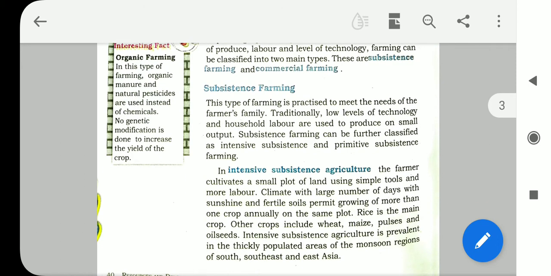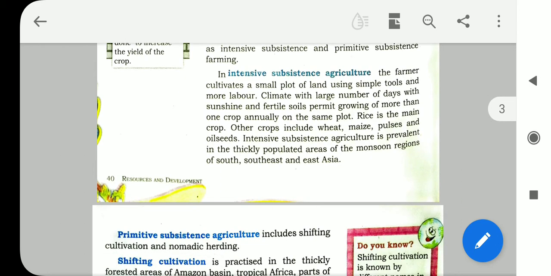Subsistence farming is done only to meet the needs of the family, using household labor and ancient tools, and it basically depends on natural processes. Subsistence farming is again divided into two types: intensive subsistence farming and primitive subsistence farming. In intensive subsistence farming, they use a simple plot of land, simple tools, and more labor only to meet the needs of the family members.